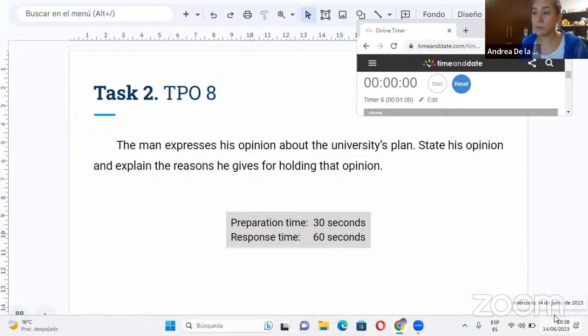So explain things a little bit more, okay? You're just having one sentence per reason, but I want you to have at least 2 sentences, okay? So one sentence where you say the reason and the other one where you explain.